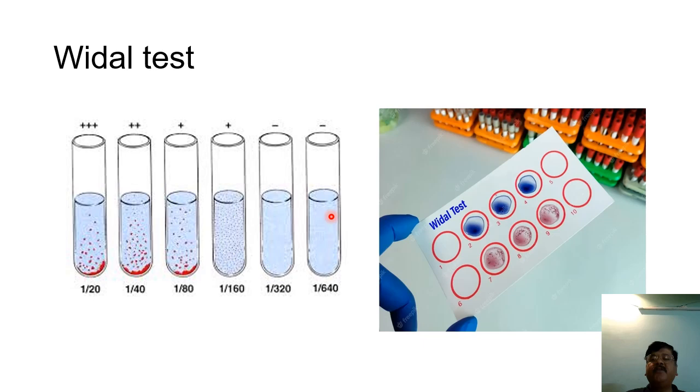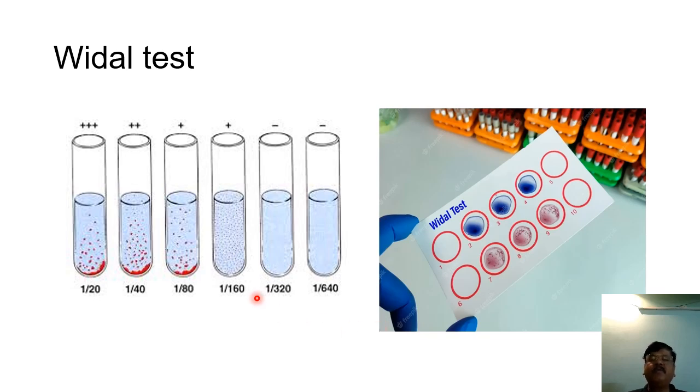four rows that should be arranged, and we have to make the doubling dilutions like 1 in 20, 1 in 40, 1 in 80, 1 in 160, 1 in 320, 1 in 640, like that. Then add the stained Salmonella antigen and incubate at 37 degrees Celsius overnight, and see the maximum dilution which gives observable reaction. Maximum dilution which gives observable reaction gives the titer of the Vidal test.